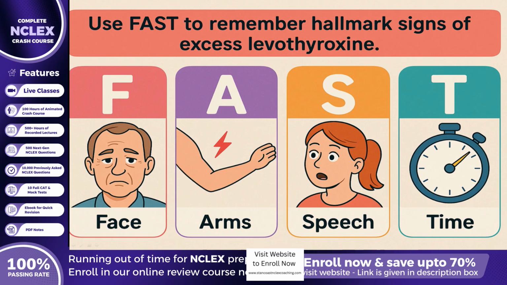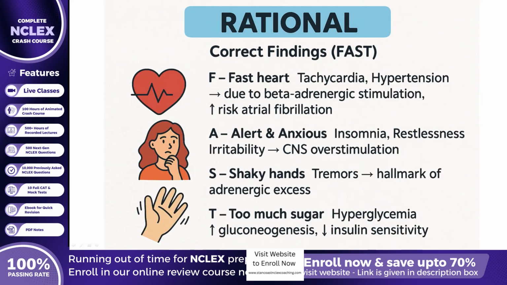Insomnia is also correct because elevated levels of thyroxine overstimulate the central nervous system, creating restlessness and difficulty sleeping. This mirrors the pattern seen in hyperthyroidism and is a classic warning sign of overtreatment. Tremors represent another correct option, as sympathetic overdrive caused by excess thyroid hormone leads to fine hand tremors, which can interfere with activities of daily living and reflect neurologic irritability.